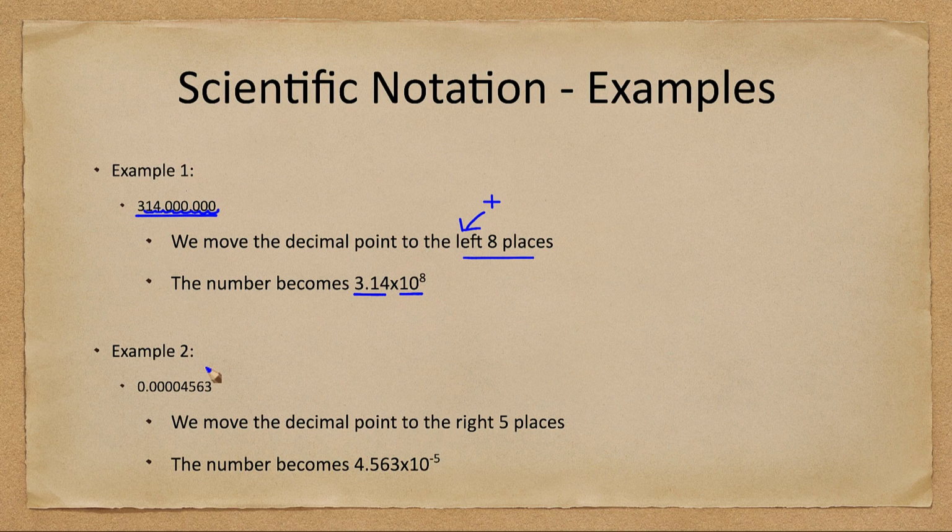Let's look at an example for a small number. Here, the small number is 0.04563. And we're going to now have to move the decimal point here 1, 2, 3, 4, 5 places to the right. Now this time we've moved it to the right, that means that the exponent is going to be negative. And we write the remaining number 4.563 times 10 to the negative 5th power. So that's how we can convert numbers, and often our first lab will let us look at a few examples.